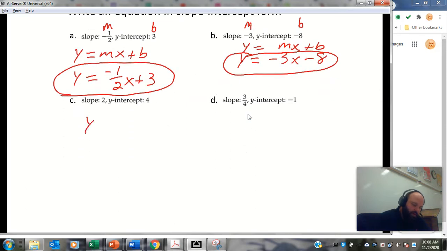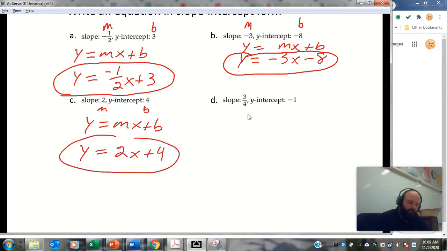So once again, y equals mx plus b. This is my m, and that's my b. So we substitute those two in, 2x plus 4. There's slope-intercept form of an equation. Slope is m, y-intercept is b, y equals mx plus b, and 3/4 goes in for m, and negative 1 goes in for b.